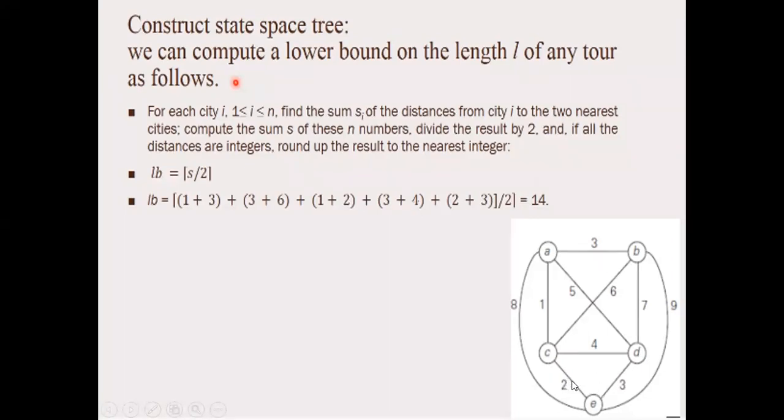Again, consider city E. In a similar way, find out the two nearest cities. If you check, the two nearest cities are obviously C and D, that is 2 and 3, the minimum values. So 2 plus 3. So this is the sum, and we divide this sum by 2. Why are we dividing by 2? Because we are considering the sum of the nearest two cities, so that is the average. If you perform the addition and divide by 2, you will get the value 14. So this 14 is the lower bound now.